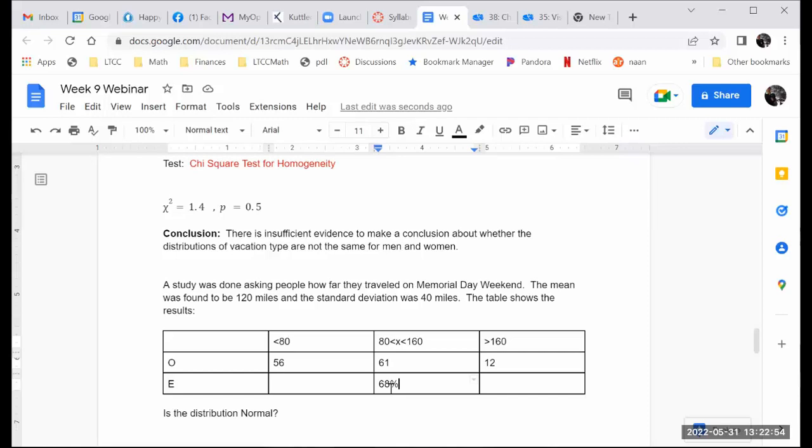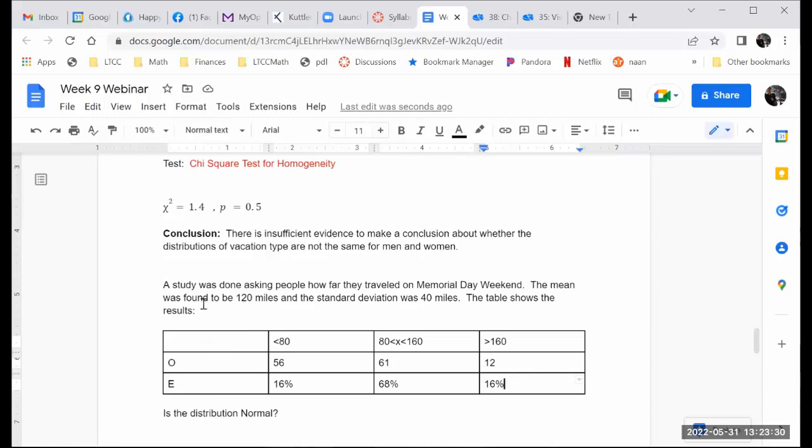Got it? So we expect 68% to be between 80 and 160. Is that clear? Now we have symmetry. So if 68% is in between these, 32% is outside. Is that clear? Okay. How much is to the left? 32 divided by 2. What's 32 divided by 2? 16. Yep, 16%. And by symmetry, how much should be to the right? 16%. Symmetry is wonderful, isn't it? Any questions so far?